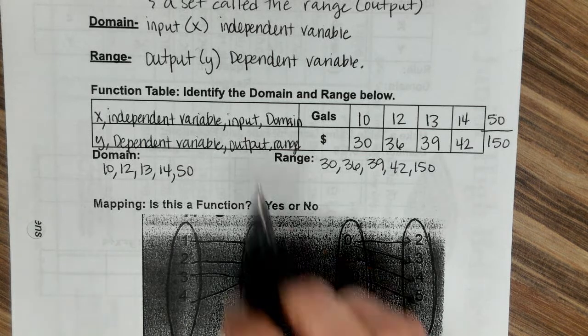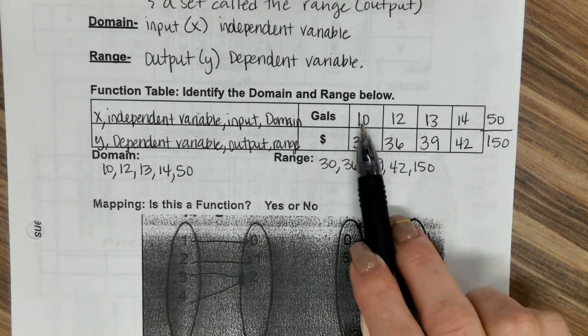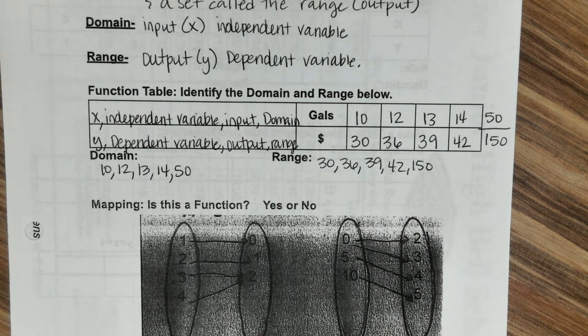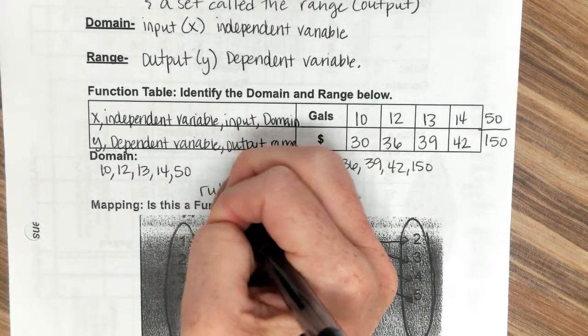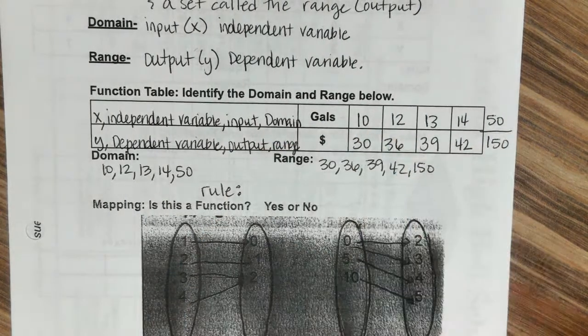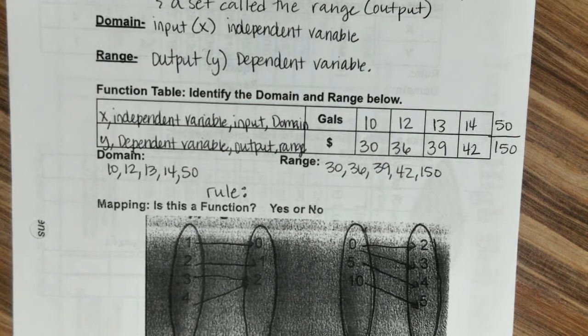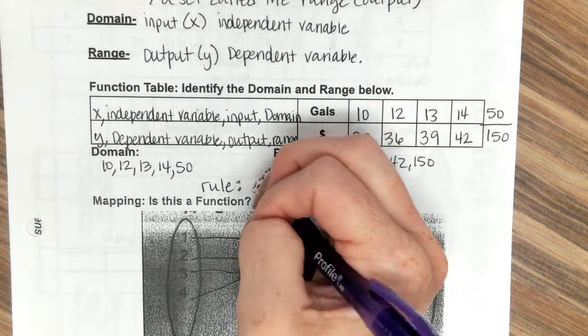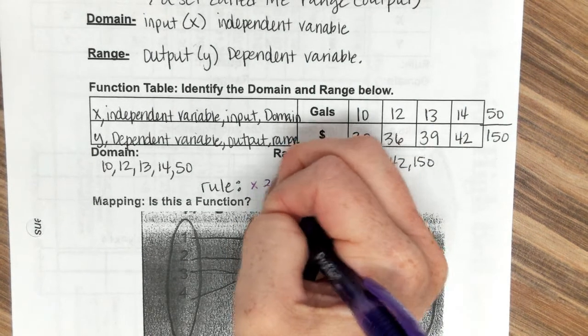Okay, so this is a function because every X is a different number. They don't repeat themselves. But again, we don't care about the Y's. All right, who can tell me the rule that was used for this function? How did we get from X to Y? Times 3. We multiplied times 3.